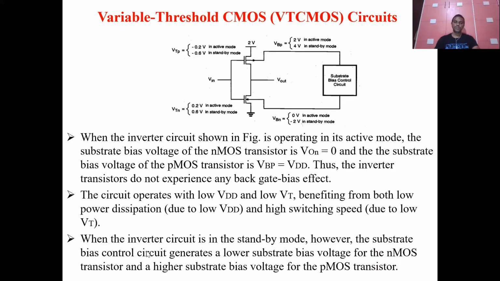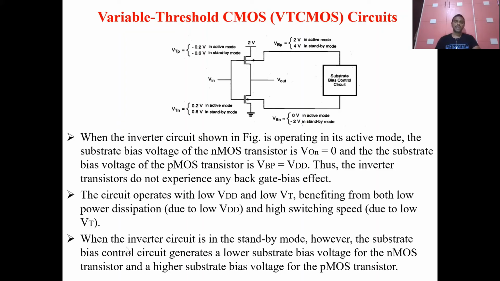Okay, so when the circuits operate with low VDD and VT, they benefit from both low power dissipation and high switching speed. If you operate with low VDD and low threshold voltage by using this technique, it lowers the power dissipation because we are using low VDD, and due to the low threshold voltage we get high switching speeds. Okay, so this is the importance of the substrate bias control circuit.